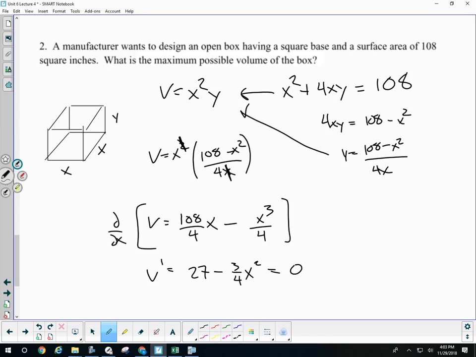Subtract 27. Multiply by 4. Divide by -3. 36. Gosh, so good at these problems, whoever designs them. That means x is 6. Plug x is 6 back in here. You'll find y is probably 6 as well. But I actually don't know that. So 108 minus 36 divided by 24. 3. Y is 3.